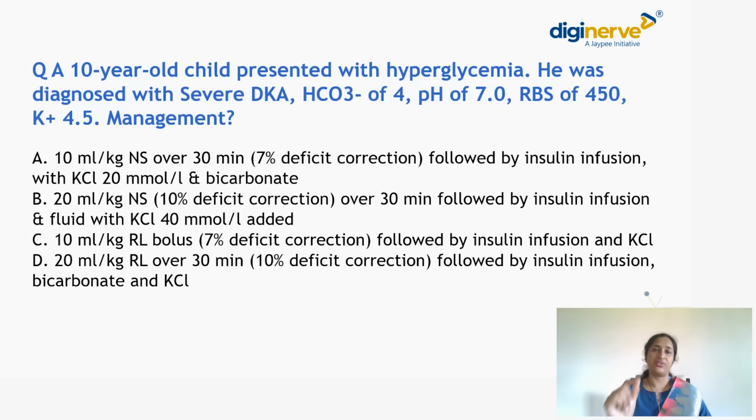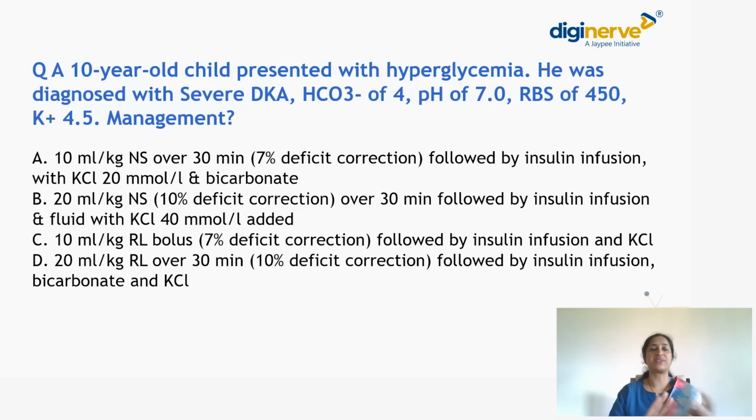The minute the insulin infusion goes, what does insulin do? Insulin relocates potassium intracellularly. So all the intracellular potassium which has come out will suddenly start moving back in, and the serum potassium values will come down. Hence, what is our next option? We should add potassium to the IV fluid. So, along with 20 ml per kg fluid of normal saline, we need to give insulin infusion. Obviously, this is insulin deficiency, and we need to add potassium.